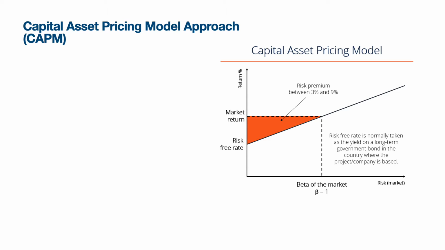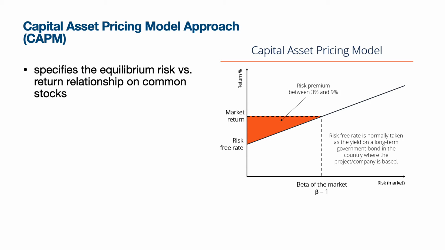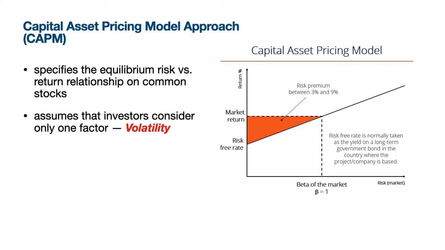The capital asset pricing model is a widely accepted financial model that specifies the equilibrium risk versus return relationship on common stocks. It describes the relationship between the expected return and risk of investing in a security. Basically, the model assumes that investors consider only one factor when setting required rates of return, and that is the volatility of returns on the stock compared with the volatility of returns on a well-diversified stock portfolio in the market.